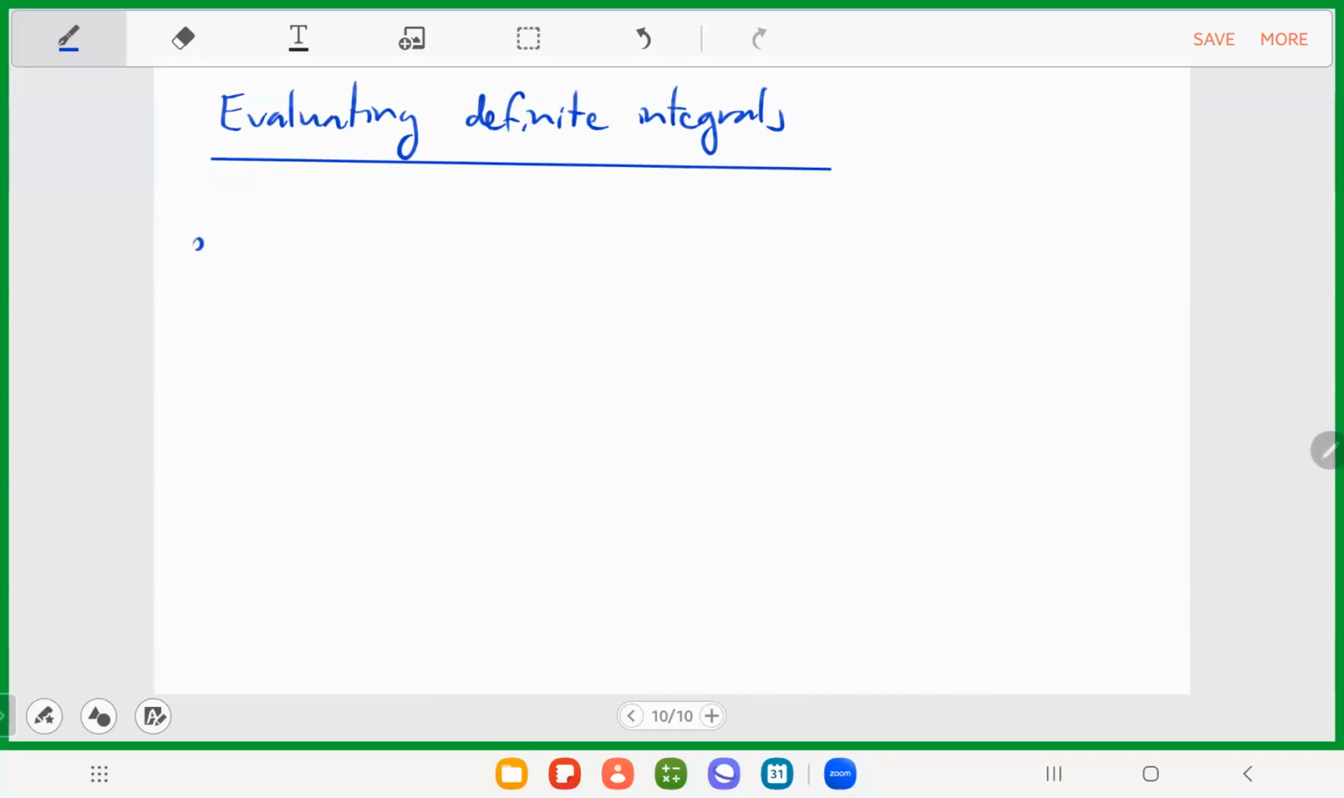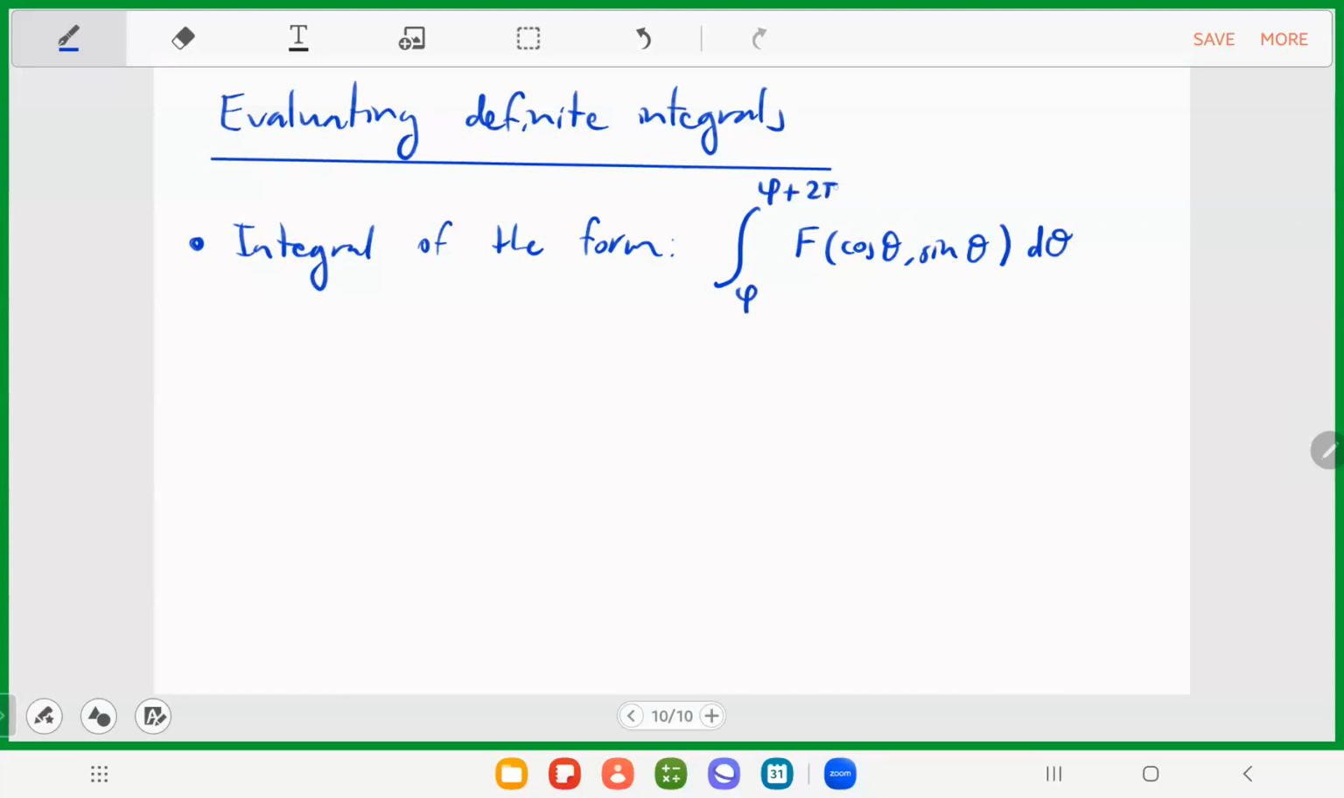So let's start with what happens if you have a real integral of this form. I have a function capital F that depends only on the sine and cosine of the variable. And I want to integrate the variable around a full circle. So the definite limits are some angle phi and phi plus 2 pi.